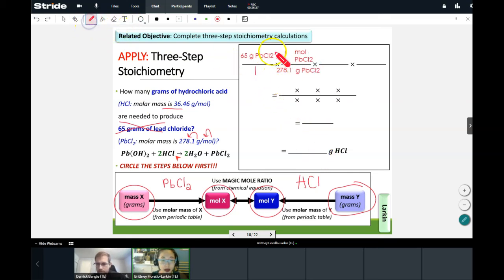Cool. So we've gotten rid of our grams of lead chloride. I'm at moles of lead chloride. So I still need to now go to my new chemical. So tell me in the chat, I can go moles to moles now to my new chemical. What is my new chemical?